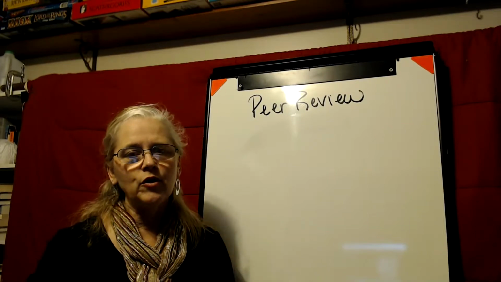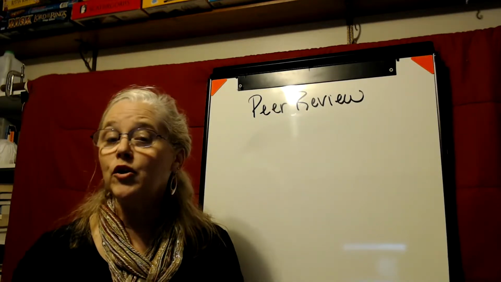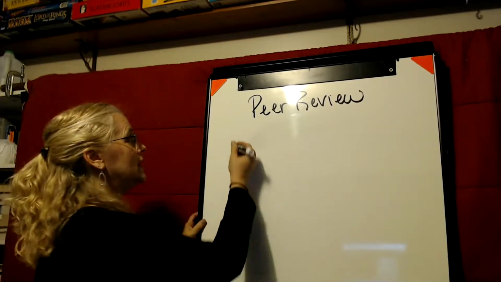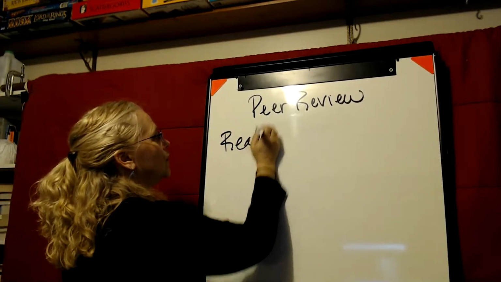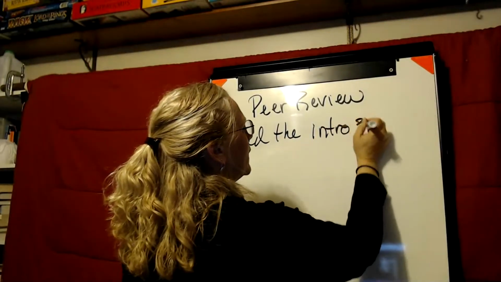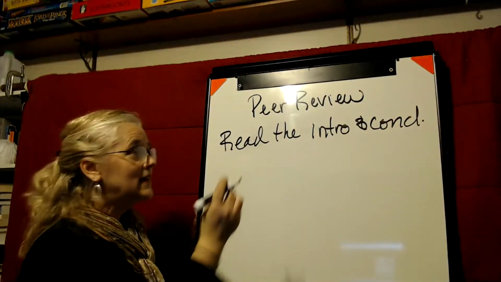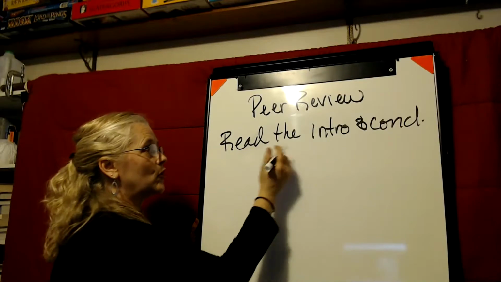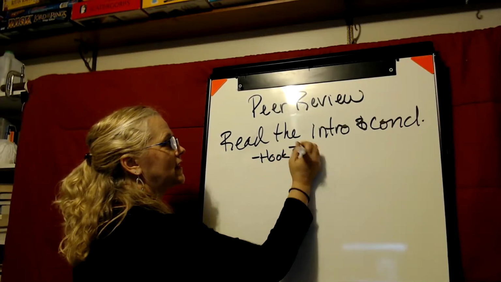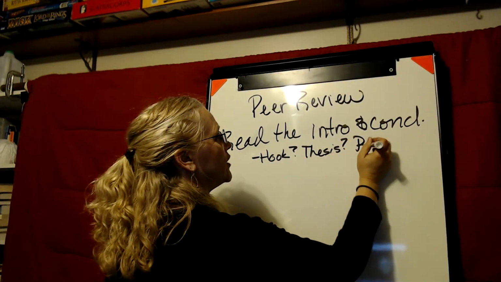So I want to lay out how I want you to read one another's paper. So the first thing I want you to do is read the intro and the conclusion. And I want you to look at the intro. Does it have a hook? Does it have a clear thesis statement? And does it have a clear roadmap?